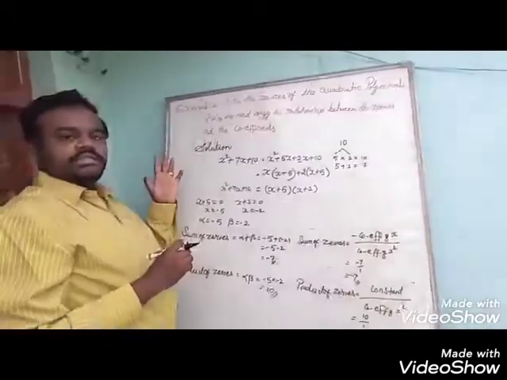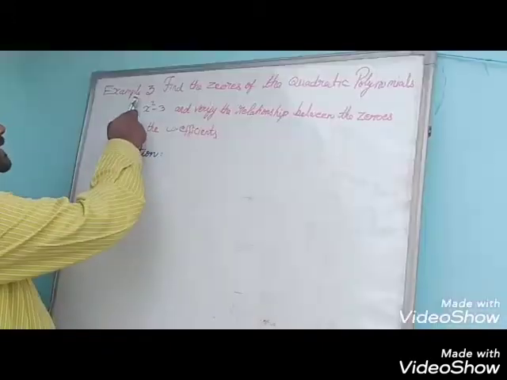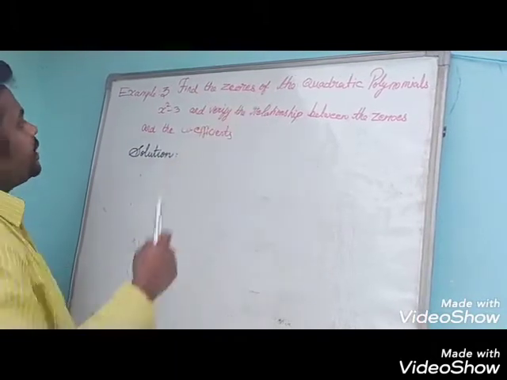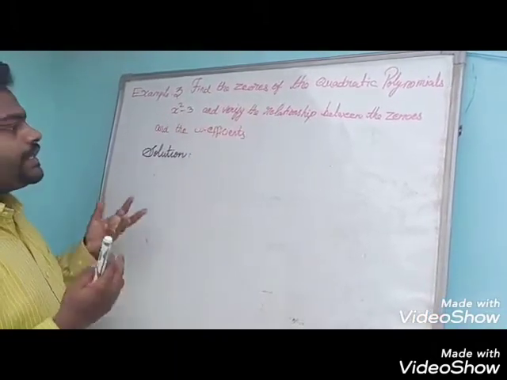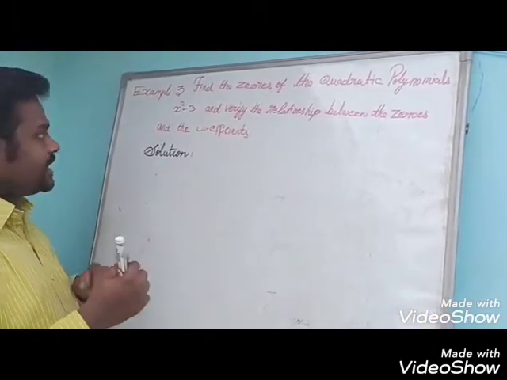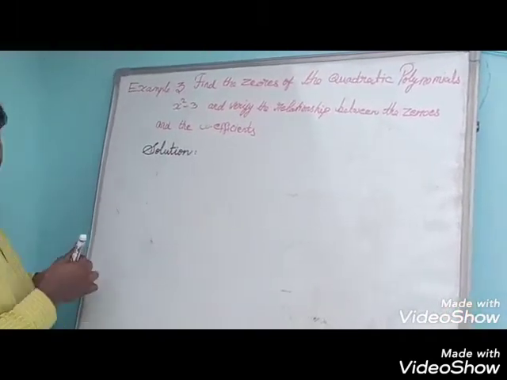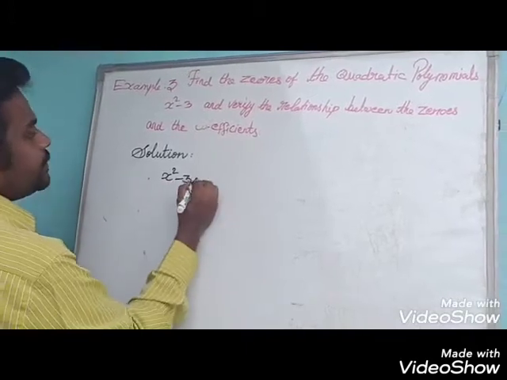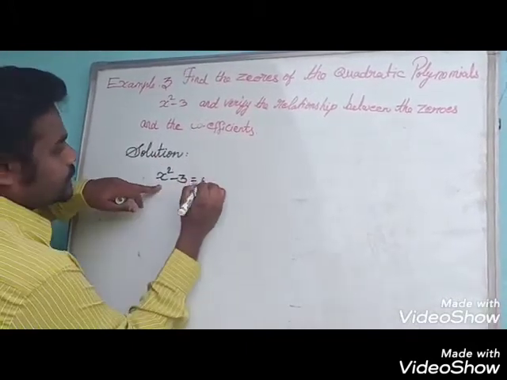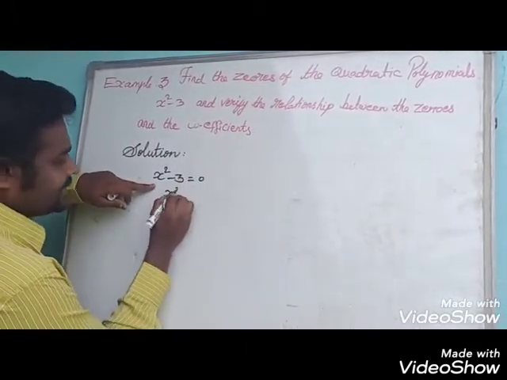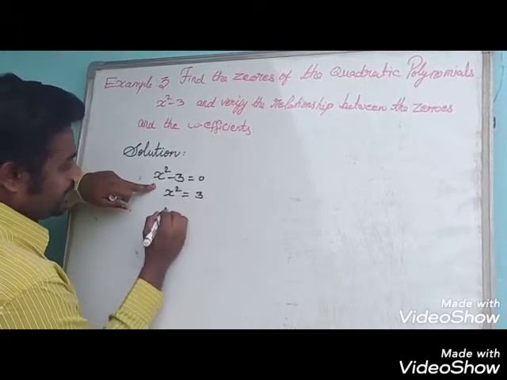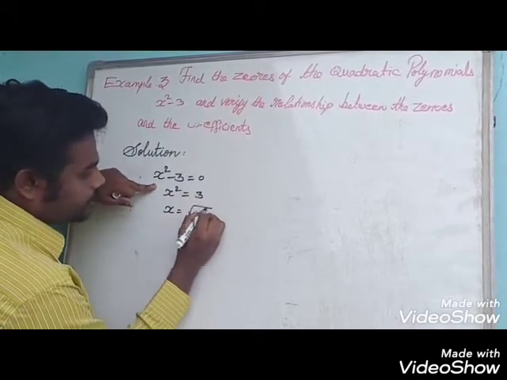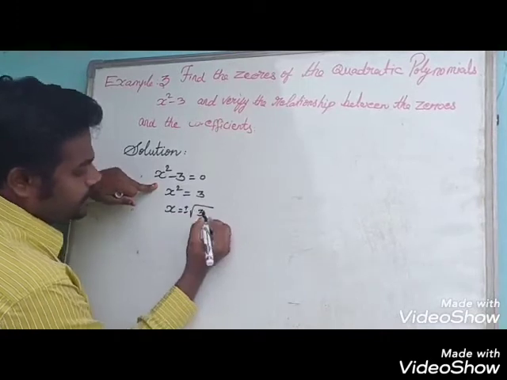Next we move on to the third example. Example 3: find the zeros of the quadratic polynomial x square minus 3 and verify the relationship between zeros and the coefficients. I have two methods to find the factors. x square minus 3 equal to 0, so x square is equal to 3, and taking the square root, x is equal to plus or minus square root 3.